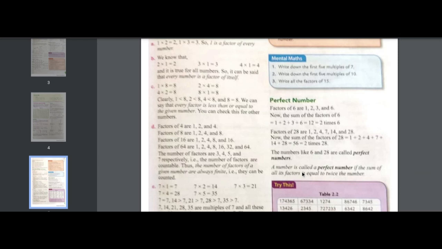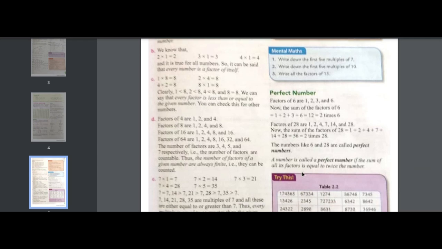Look at point D. Now clearly 1 is less than 8, 2 is less than 8, 4 is less than 8, and 8 is equal to 8. So they tell us that if we have to find the factors or multiples of the given number, the answer may be greater, may be less, or may be equal.